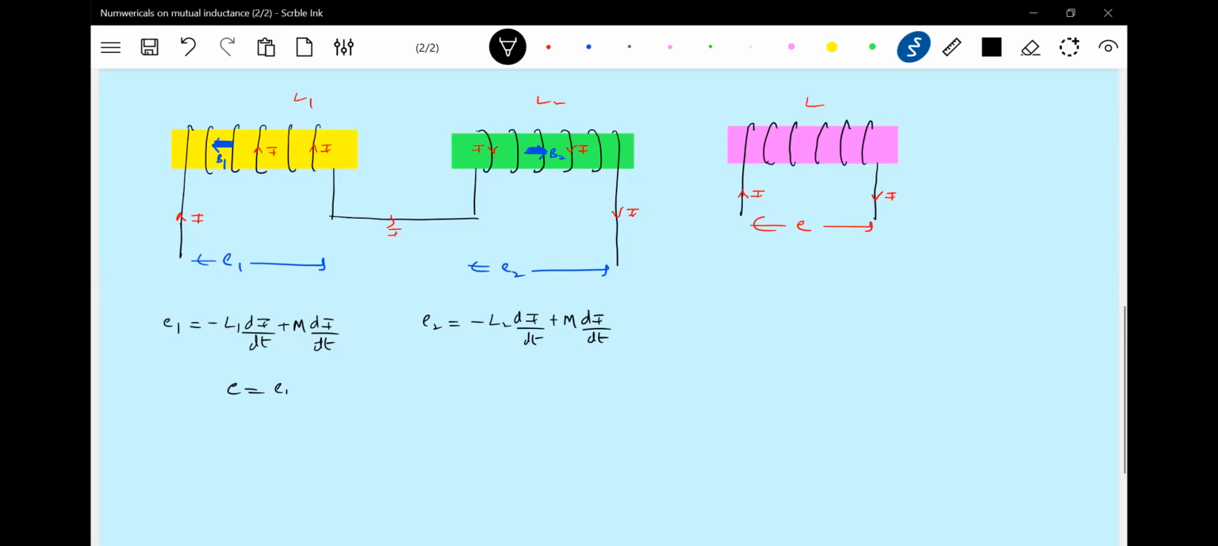What is the effective EMF? I'll replace these two with an equivalent solenoid. So this will be L1 di by dt.